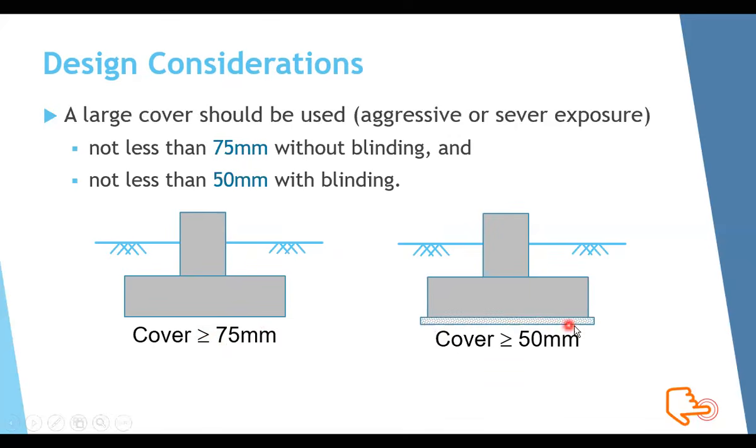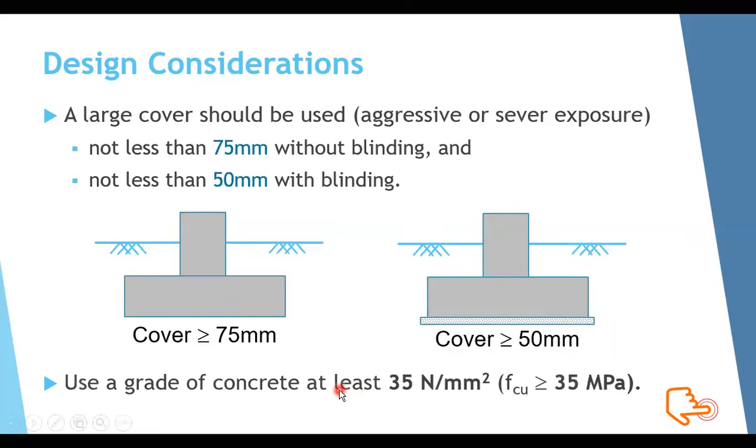And if we are using a blinding concrete here, a small layer of plain concrete to protect the reinforced concrete footing, in this case, the code is allowing us to reduce the cover, but again, it cannot be less than 50 millimeters. So the minimum cover for the footing when you are using a blinding concrete will be 50 millimeters. Without blinding concrete, we cannot go less than 75 millimeters. These are the minimum. Of course, you can increase them.